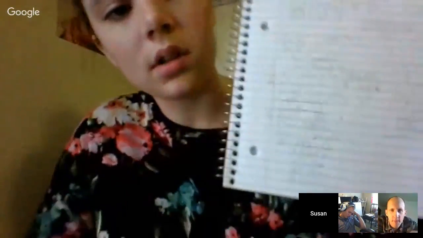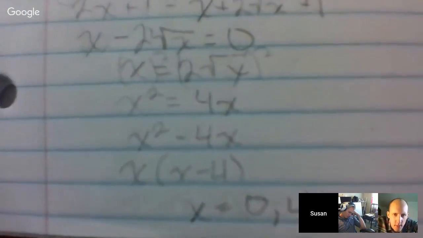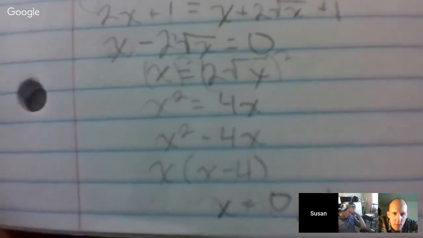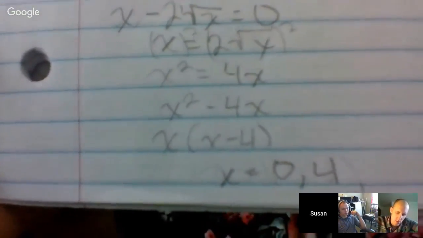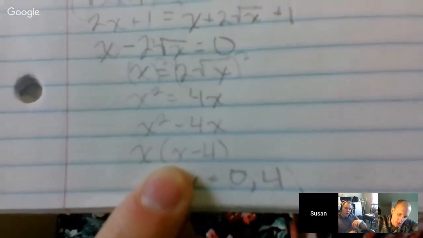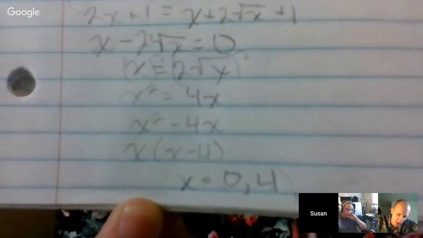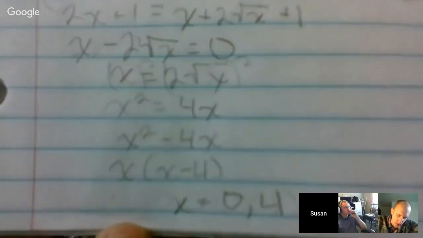When you're done writing, can you show me again? Okay, so I had x squared minus 4x. I factored out an x, so it was x and x minus 4. And then I tried to factor the x minus 4, but you can't factor that. So you just set it equal to 0. So you got x equals 0, and then x minus 4 equals 0, so x equals 0 or 4. Okay, sweet. That was easier than I made it.